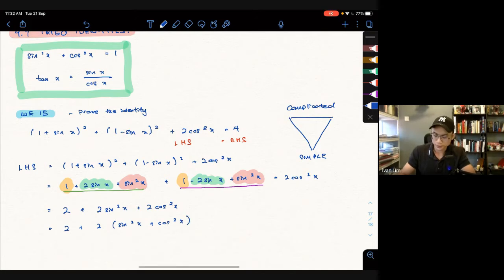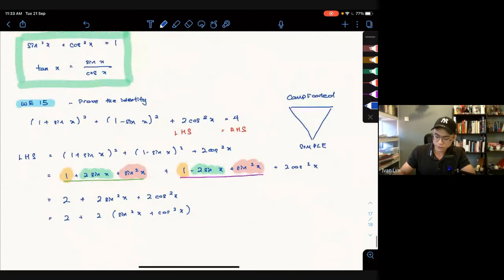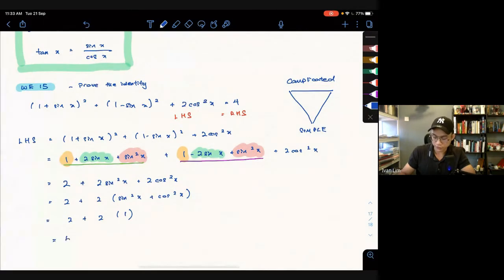to appear. Once we have this, then we can apply sine square x plus cos square x. It will be equals to 1. So you see, 2 plus 2, then your final answer is 4. Can you see? Now it's equals to the right-hand side, right? So if you want to write complete, you can write equals to RHS. So this is proven. So we are just trying to prove that left-hand side is equals to right-hand side.